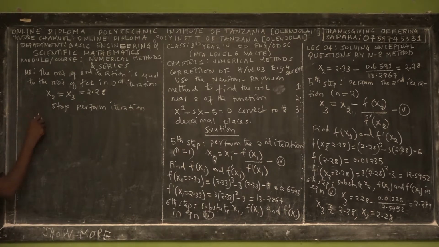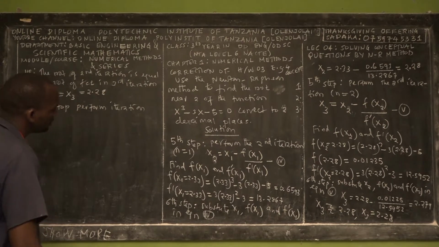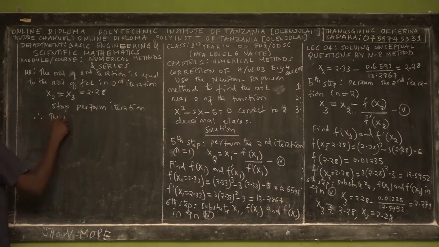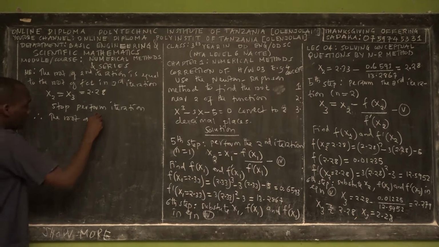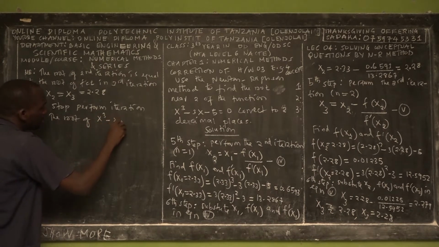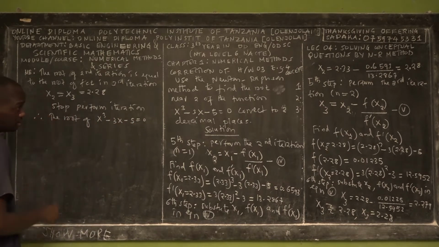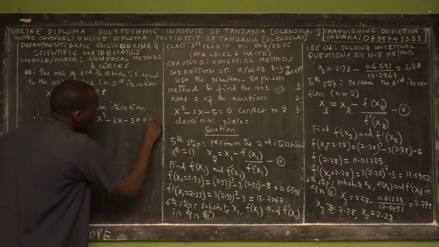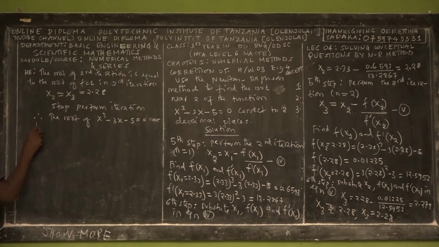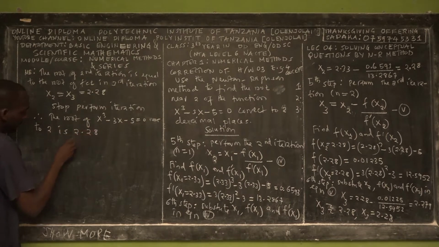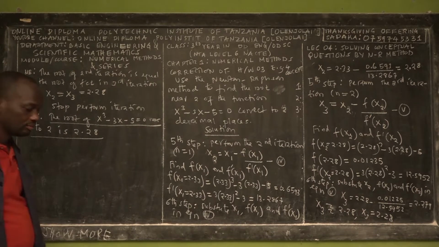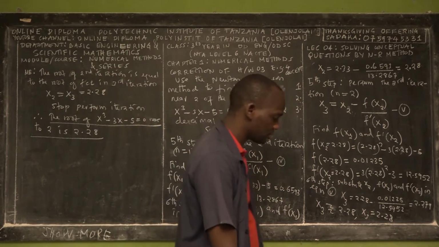Therefore, because you've been asked to use the Newton-Raphson method to find the root near 2, the root of x cubed minus 3x minus 5 equals 0 near 2 is 2.28. That's the final response.